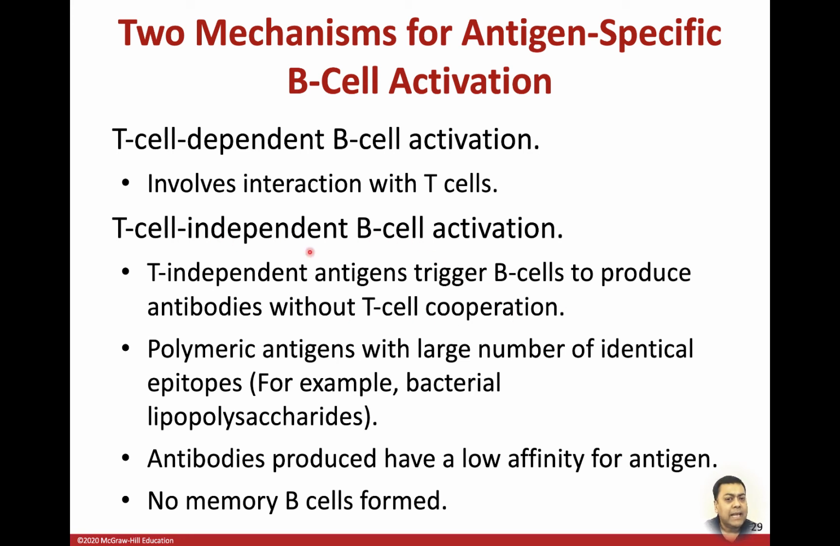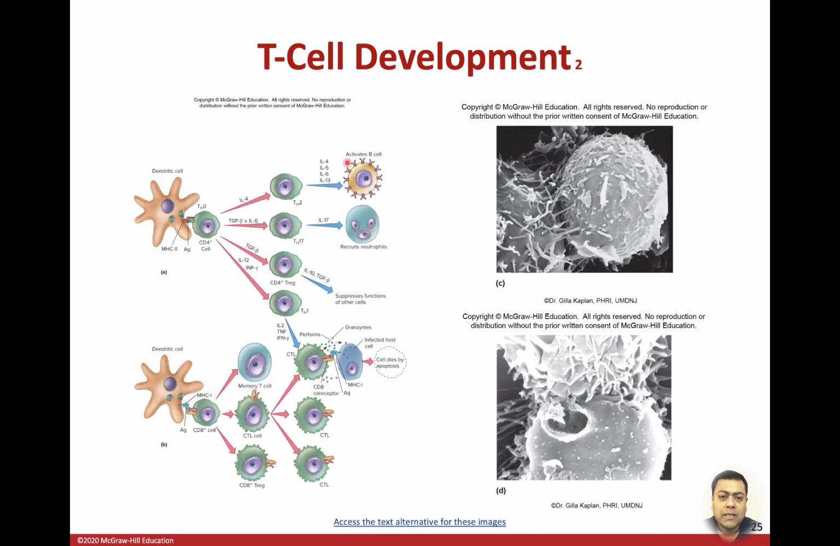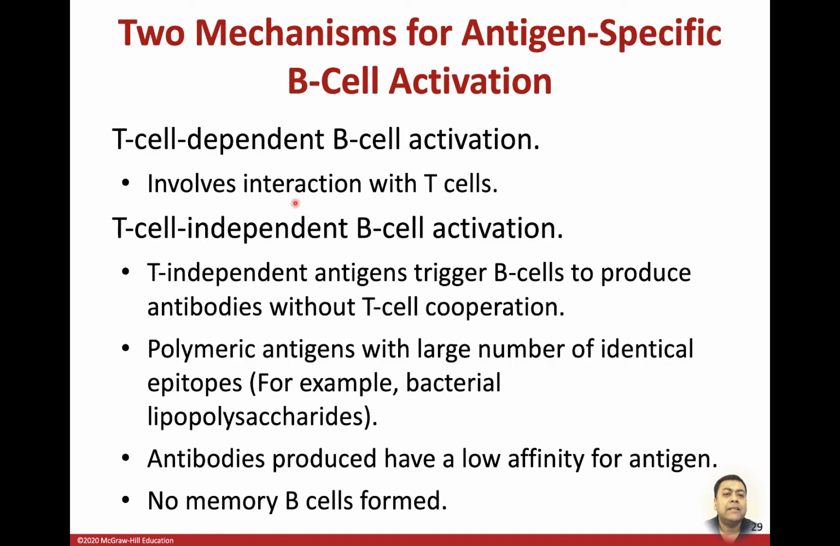In the T cell independent activation, usually a polymeric antigen with a large number of identical epitopes, say for example, bacterial lipopolysaccharides or peptidoglycan. You can see that this is a B cell. All these are different receptors. Suppose instead of binding just to one IgD and one IgM molecule, there's a large antigen which is covering multiple of these receptors, that will activate the T cell independent B cell activation.